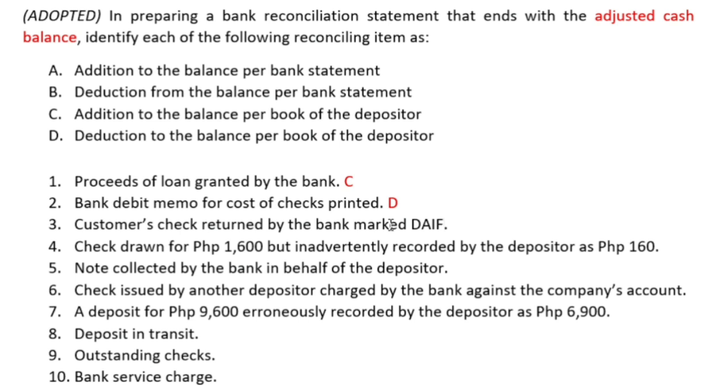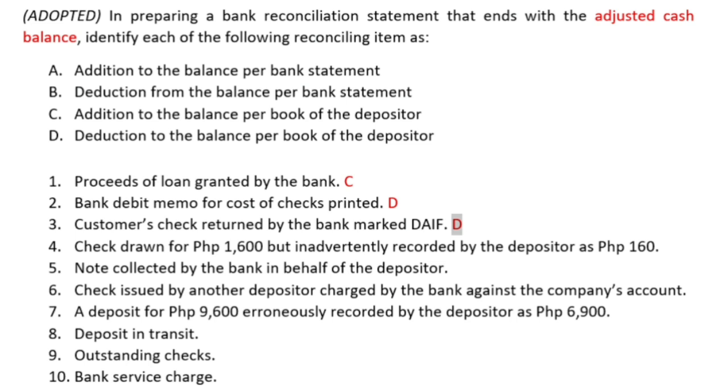Sa record ng bank, wala siyang dinagdag. Walang ipinasok. Sa record mo, meron kang ipinasok. DAIF naman yon, kulang yung pondo. I-reverse natin yung journal entry mo. I-debit mo ulit yung accounts receivable, i-credit mo yung cash. So, ang effect niyan is letter D, deduction to the balance per book of the depositor.